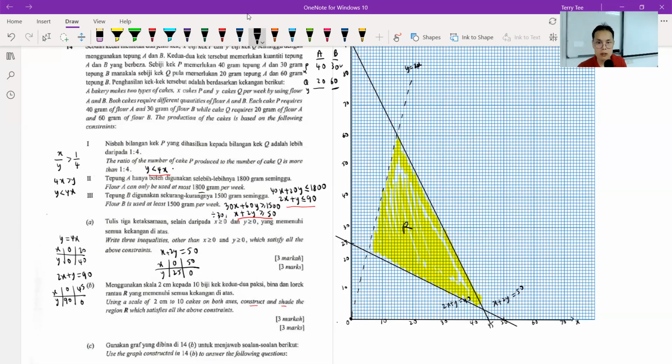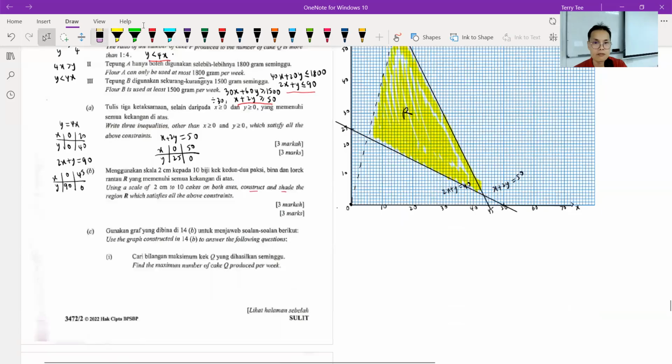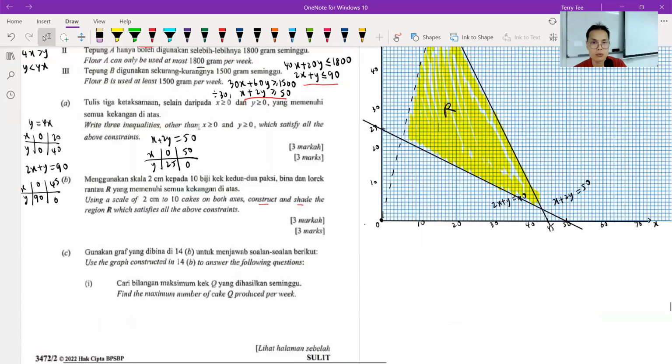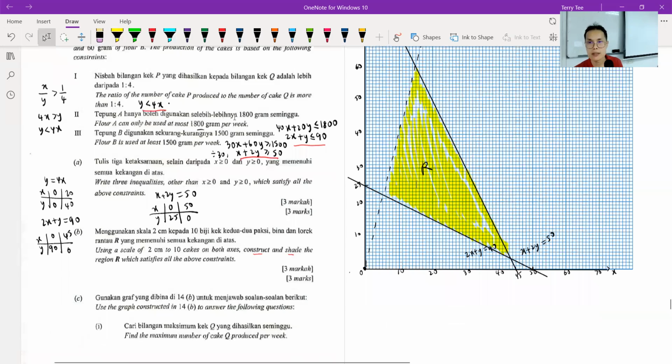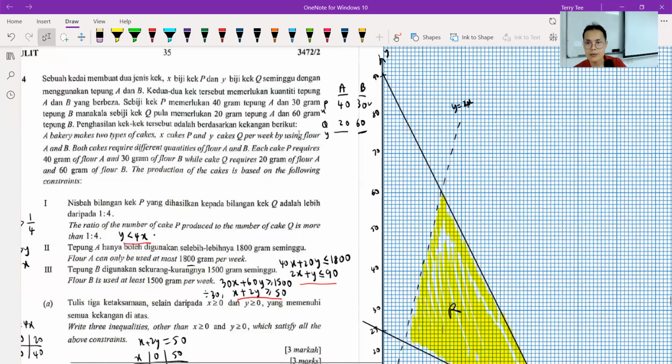Now, next, use the graph to answer the following question. Okay, let's look at part C. Find the maximum number of cake Q. Okay, cake Q is your y. Yeah? The maximum y I can get is here. Sometimes it's a bit hard to see. Let me just zoom in here.